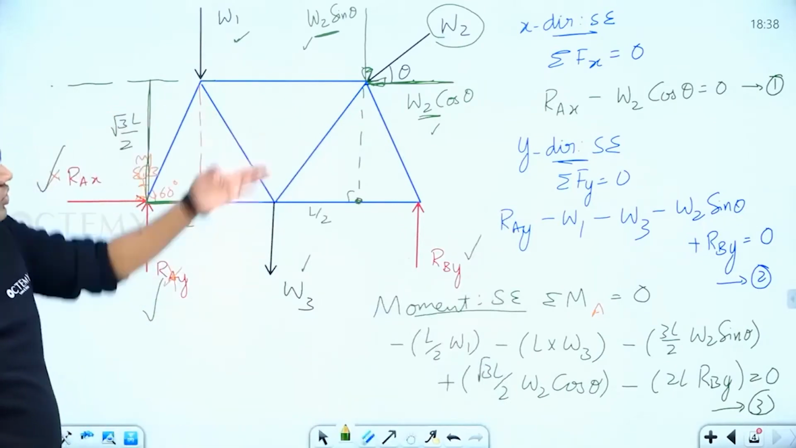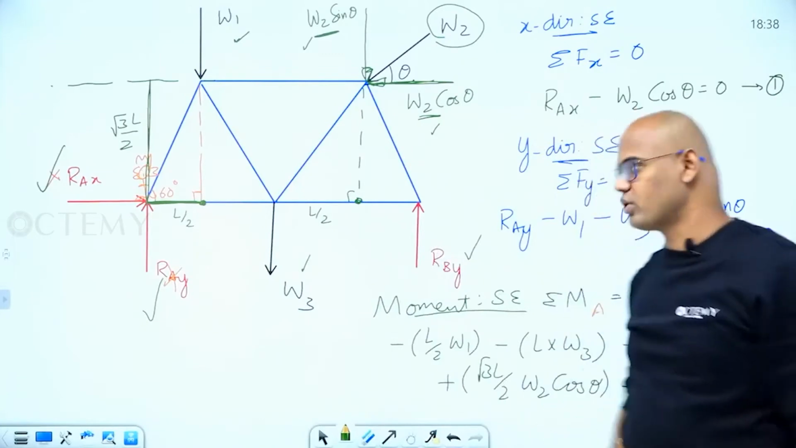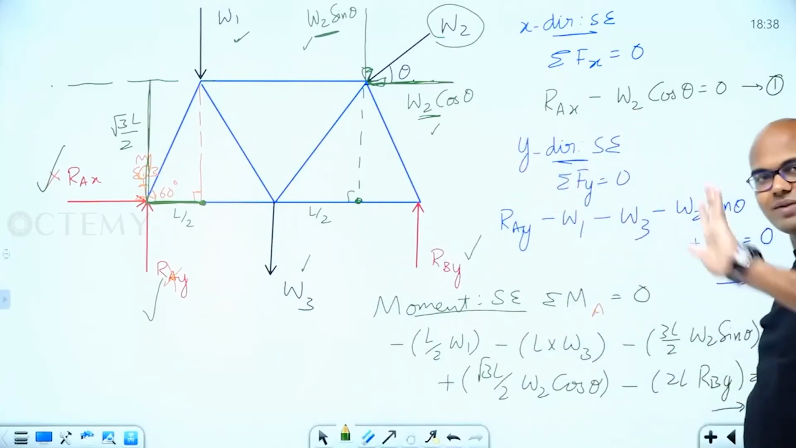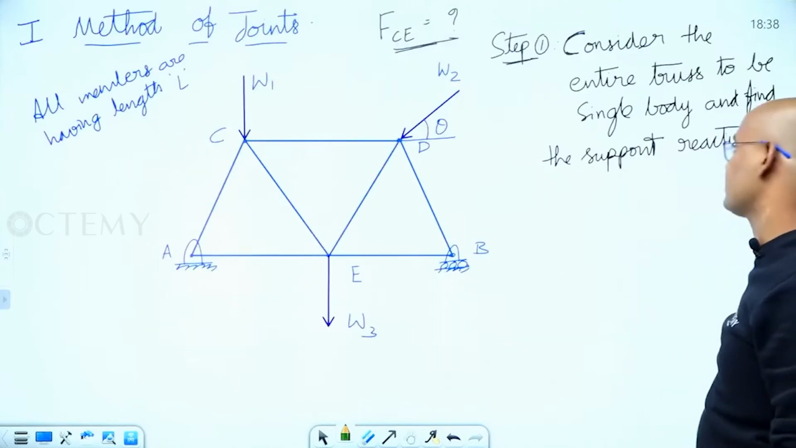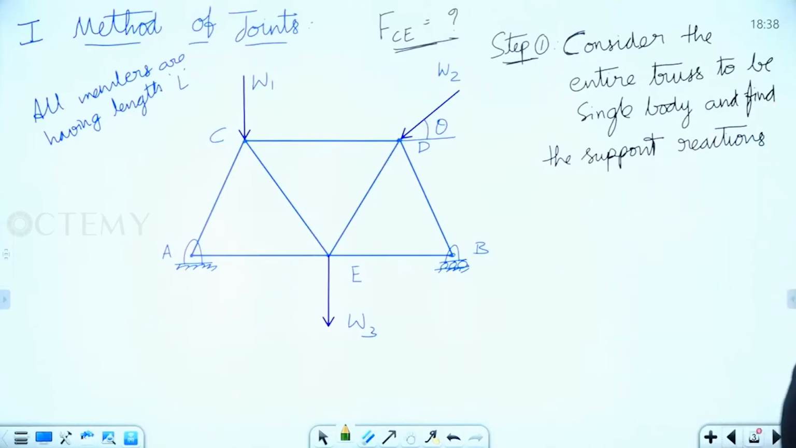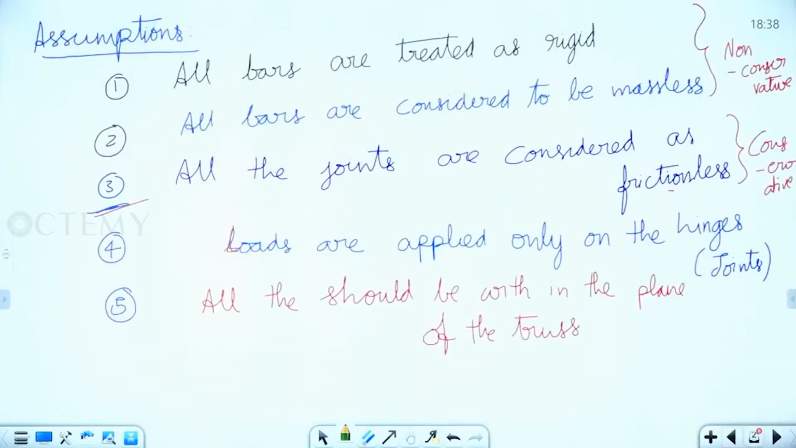Now, I'm not going to solve because they are only in the letters W1, W2. Their values are not given. So this is the procedure by which you can find the support reactions. So, what's the first step given to me? Consider the entire truss to be a single body and find the support reactions. That task is done.